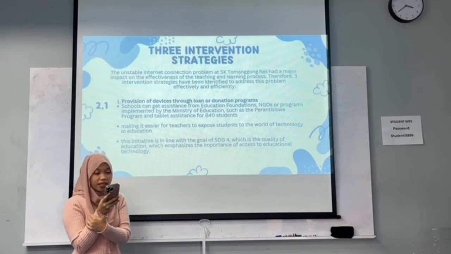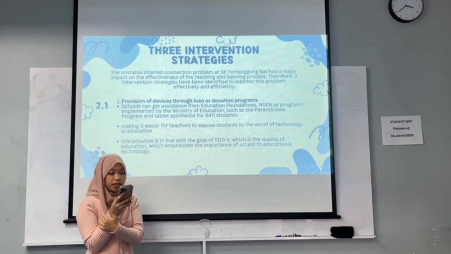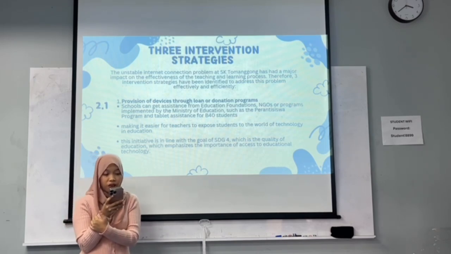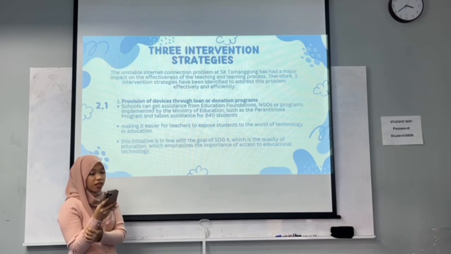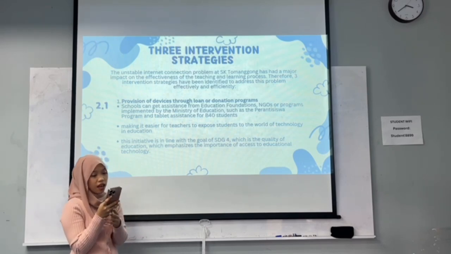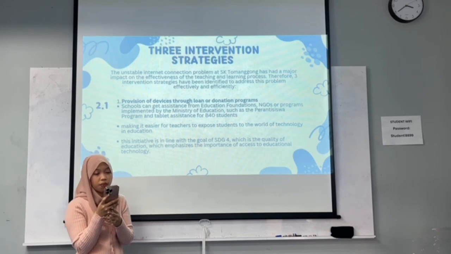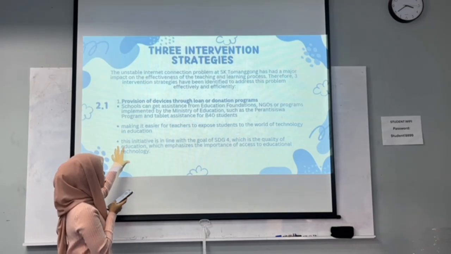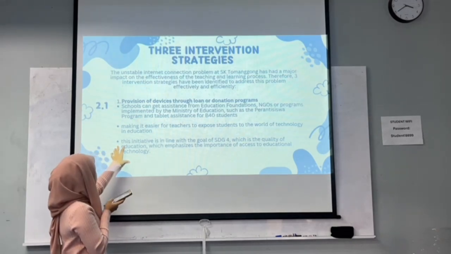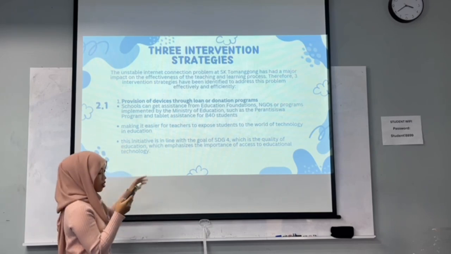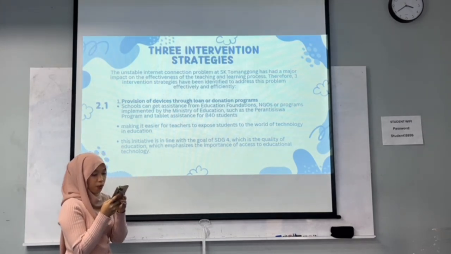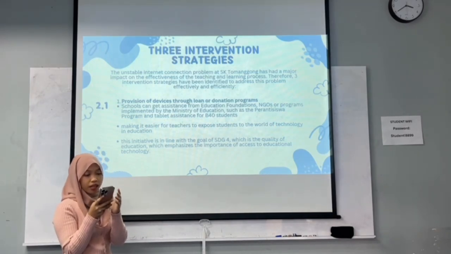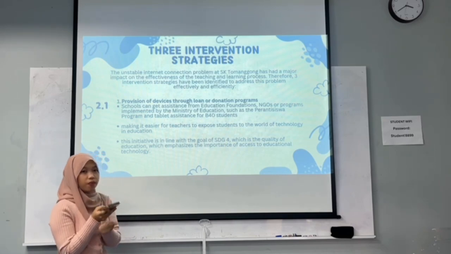Next, 3 intervention strategies. The unstable internet connection problem at SK Tomanggong has had a major impact on the effectiveness of the teaching and learning process. Therefore, 3 intervention strategies have been identified to address this problem effectively and efficiently. The first one is provision of devices through a loan or donation program. Schools can get assistance from Education Foundations, NGOs or programs implemented by the Ministry of Education, such as the Geran Siswa program and debit assistance for P40 students.